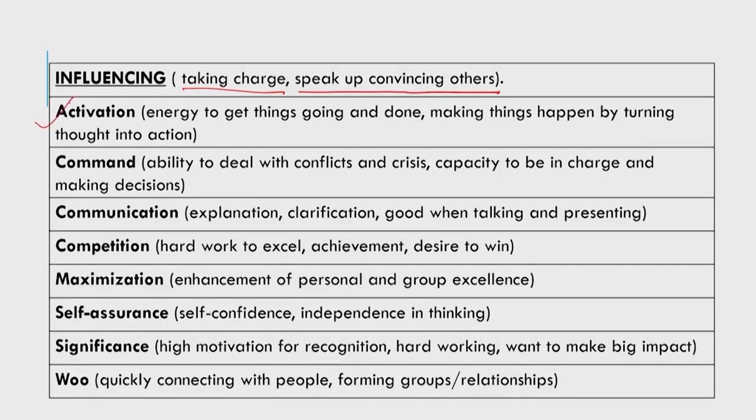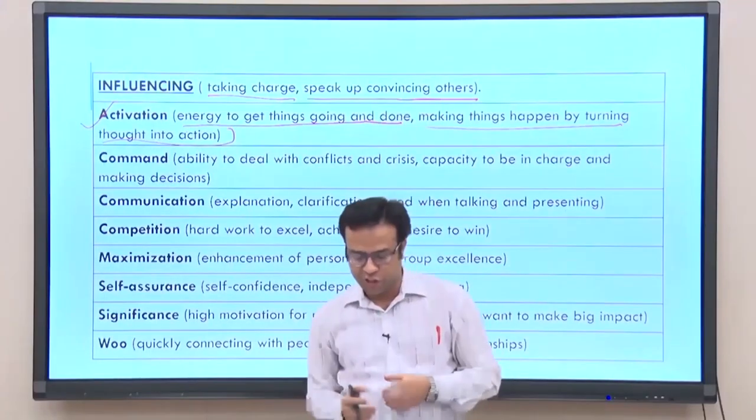One is activation. To influence people, you need activation, which is about energy to get things going. You should have the energy and make it contagious to people around you, so that things get done and things move. So, making things happen by turning thought into action. Activation is this quality of putting high energy into things and making people around you who are involved in the task energetic and activated for accomplishing the goals.